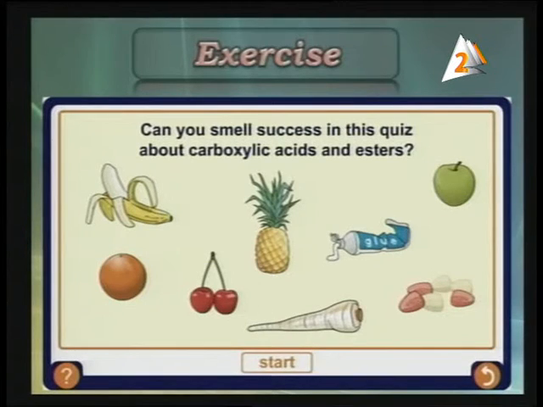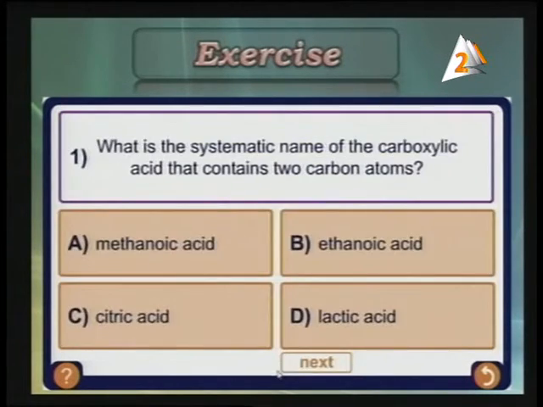Here we have another exercise about esters. We have some kind of compound called esters, and this is multiple choice. What is the systematic name of the carboxylic acid that contains 2 carbon atoms?